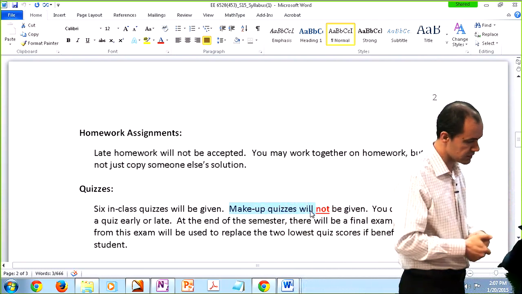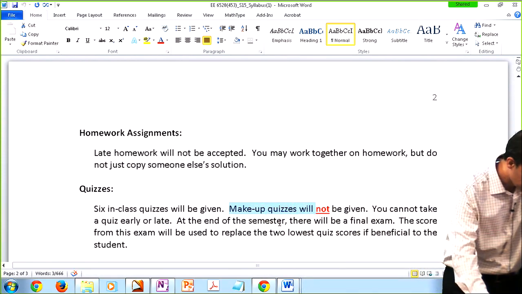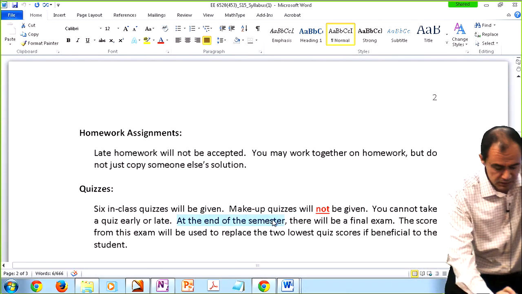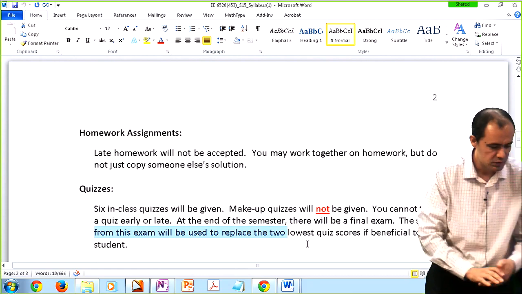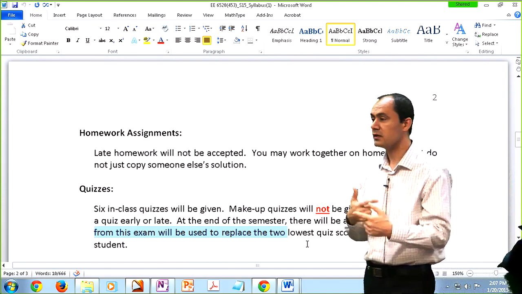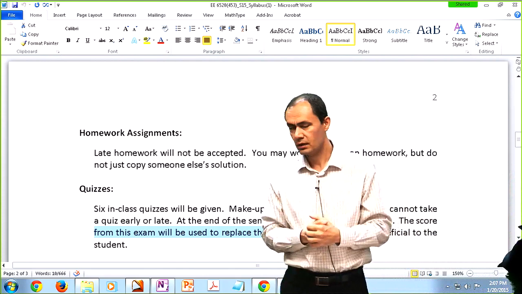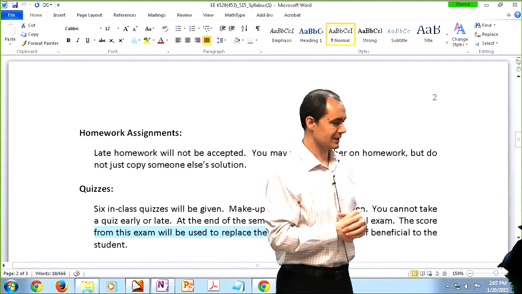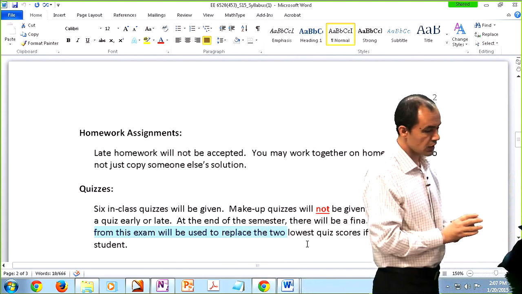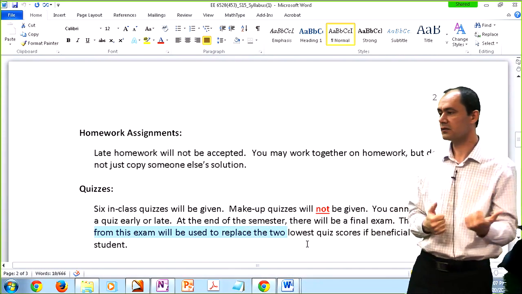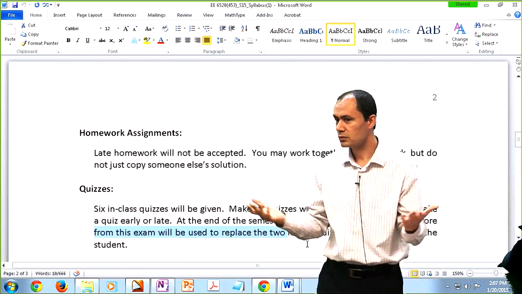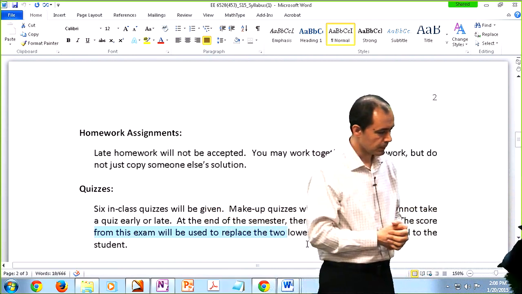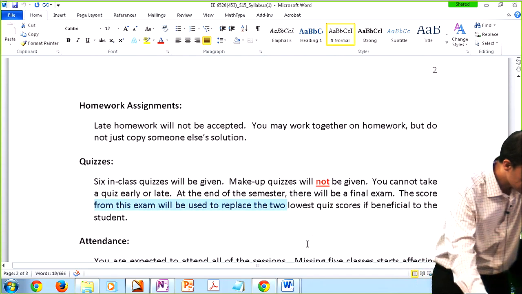However, there's a compensation mechanism. At the end of the semester, there will be a final exam. The score from this exam will be used to replace the 2 lowest quiz scores if it is beneficial to you. So for any reason, if you miss a quiz, your chance to compensate for that would be taking the final exam. However, if you do really well in all of the quizzes, you don't need to take the final exam. All right, so this is about the quizzes.